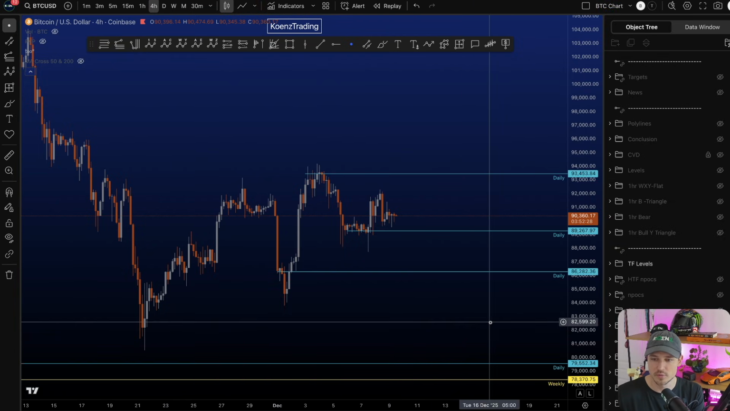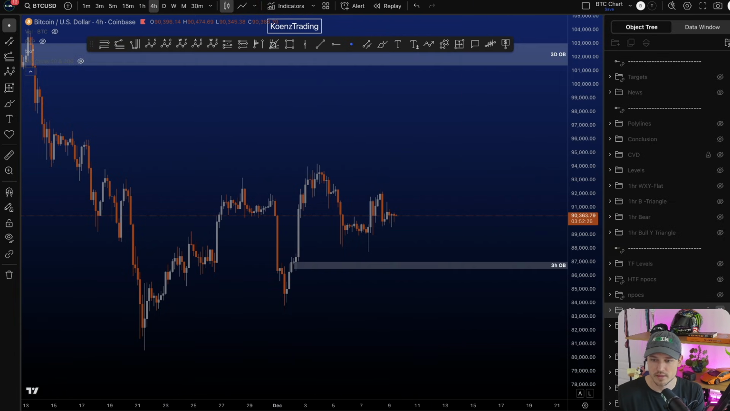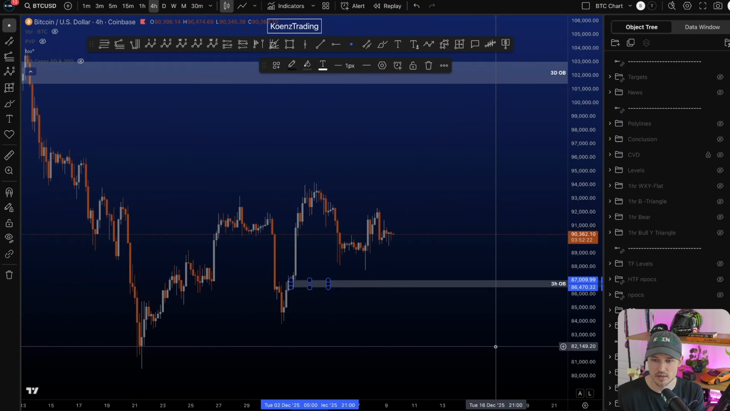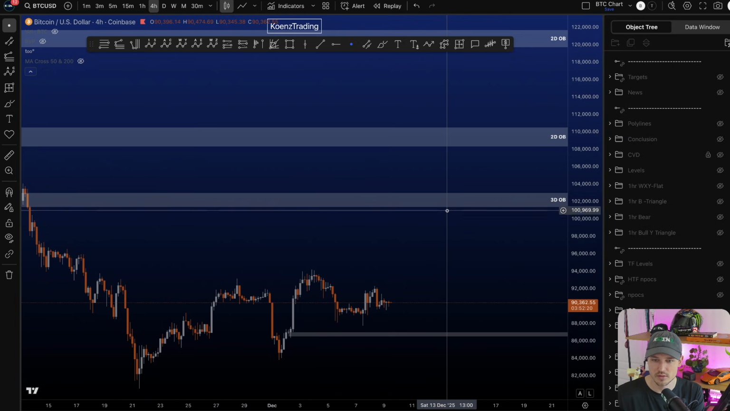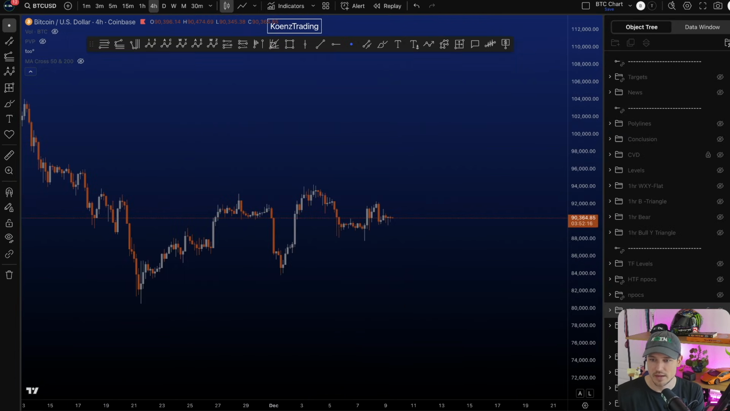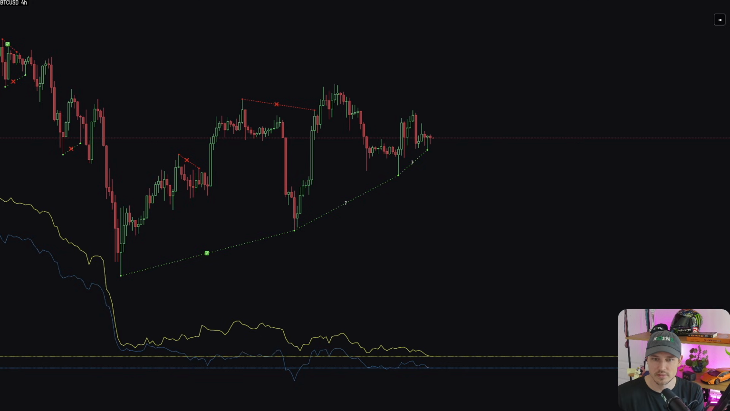Here you have time frame horizontals. Then here are the order blocks. So we have an order block to the downside here around 86, 87K. And then to the upside, the next one is 101 to 103. And then finally, have a look at CVD.